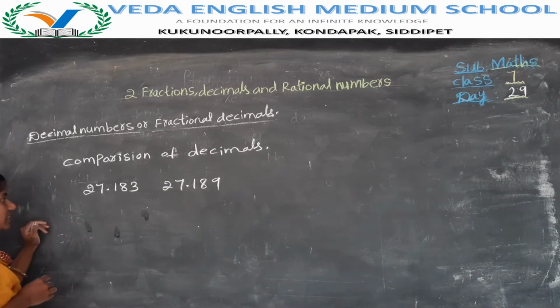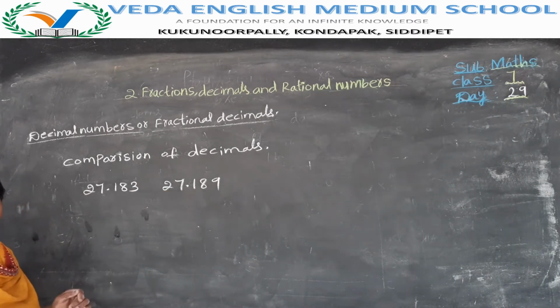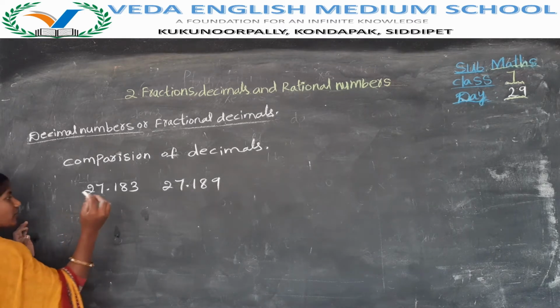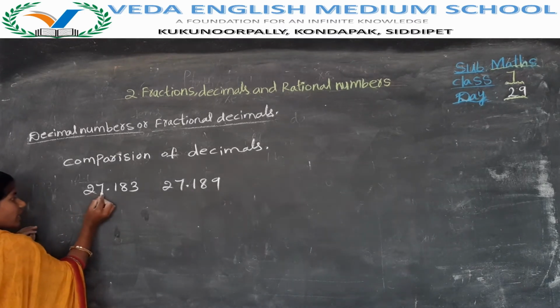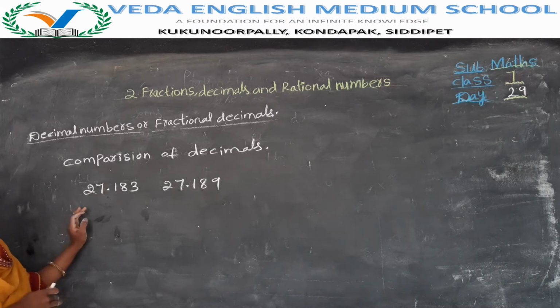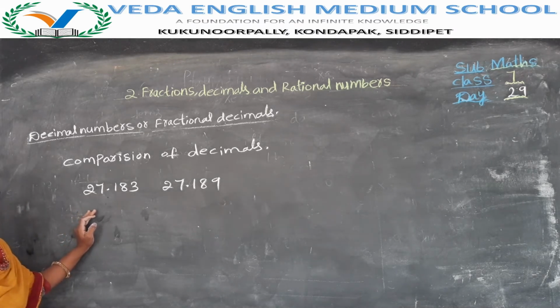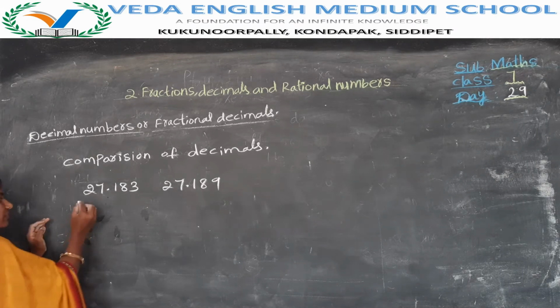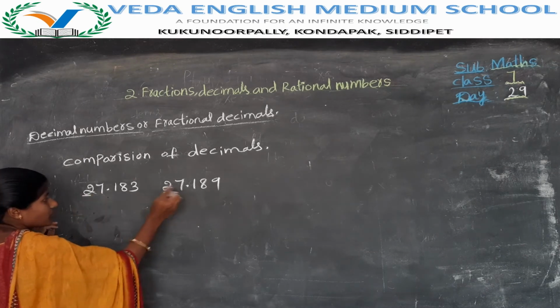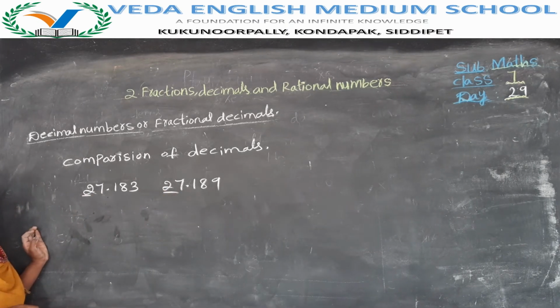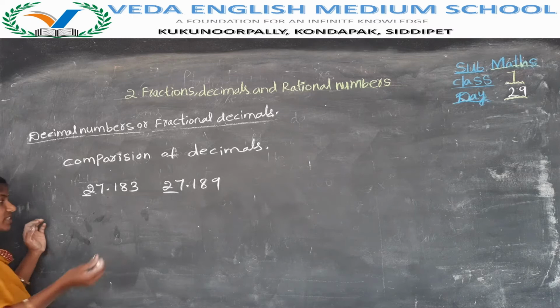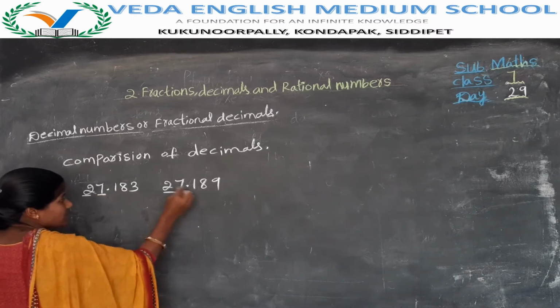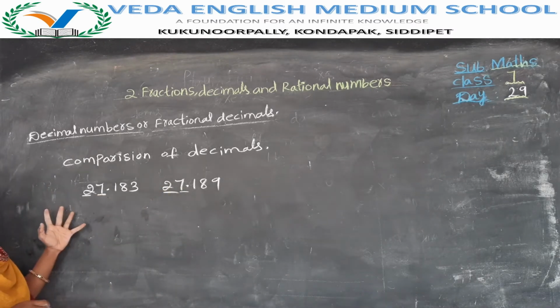To find which is the greater number and which is the smaller number, first of all we have to compare before the point. First of all we have to compare before the point, then we have to compare after the point. Before the point, what is the first number? 2. If the first digit is the same, then you have to compare the second number. What is the second number here? 7. Before the point the digits are the same.